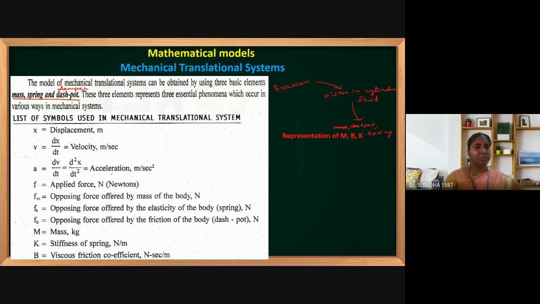Now the other symbols which will be used throughout the topic is X, which represents displacement, linear displacement, X. And we know that first order derivative of displacement is velocity. Second order derivative of displacement is acceleration.